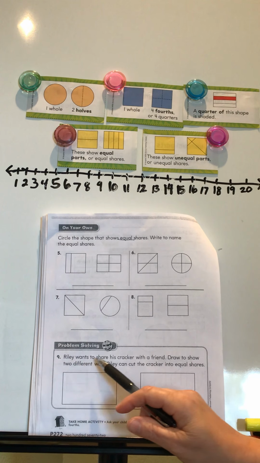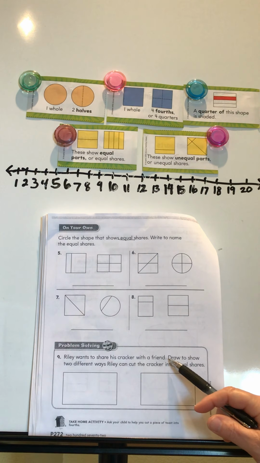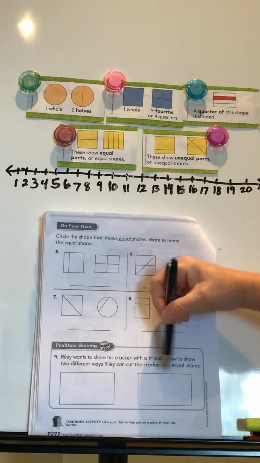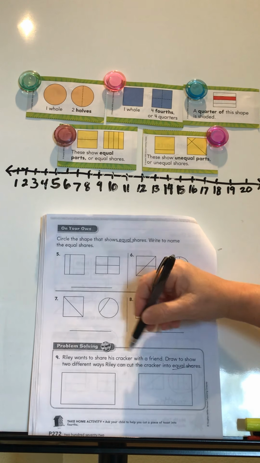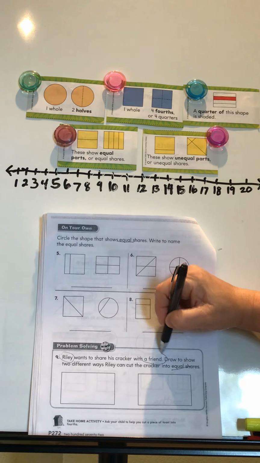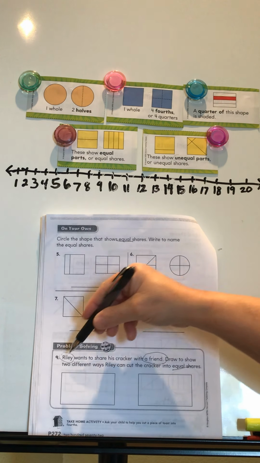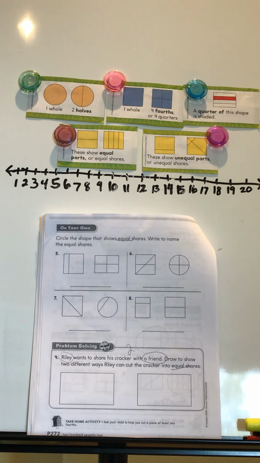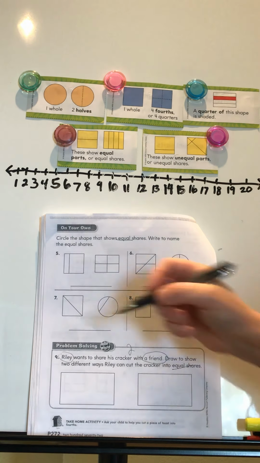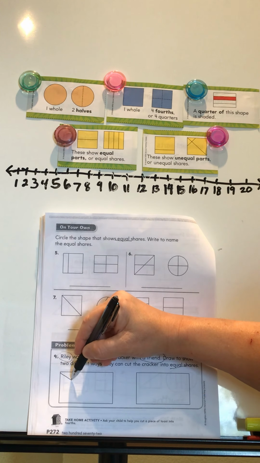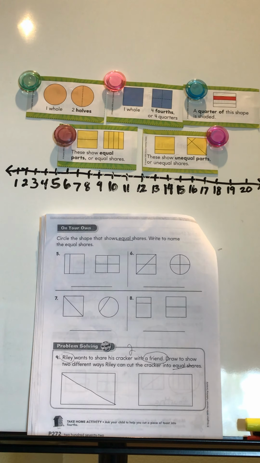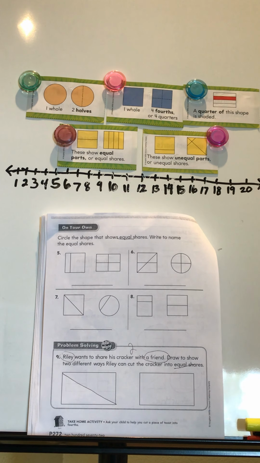Number 9, Riley wants to share his cracker with a friend. Draw to show 2 different ways Riley can cut the cracker into equal shares. And remember, it's Riley and a friend. So that means one friend and himself. So that means we need 2 equal shares. Okay? So one way we could do it is from vertex to vertex, the diagonal line. That would be one way. Now you show me another way to show 2 equal shares.